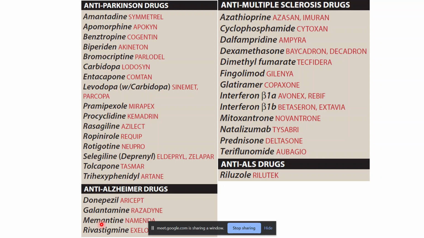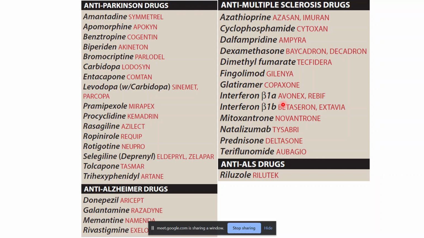The first group is the interferons, beta 1A and beta 1B. The immunomodulatory effect of interferon helps to diminish the inflammatory responses that lead to demyelination of the axonal sheath. Adverse effects are depression, local injection reactions, hepatic enzyme increase, and flu-like symptoms as with any interferon.